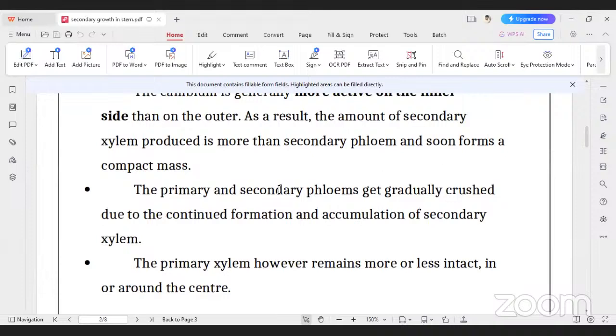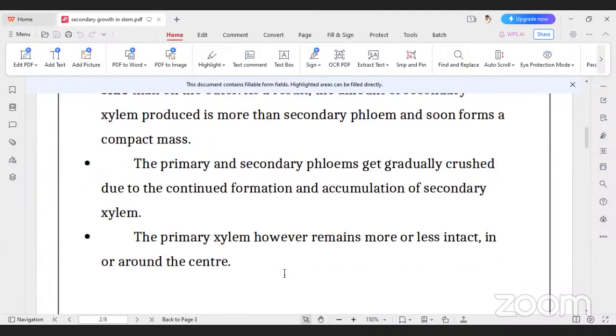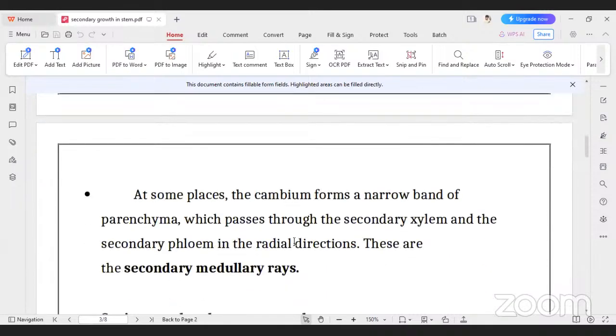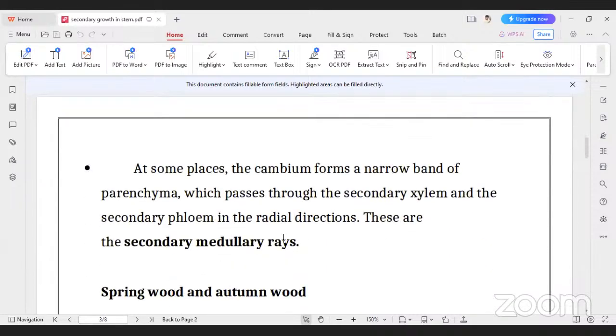But what happened here? The primary and secondary phloem get gradually crushed due to the continued accumulation of secondary xylem. The primary xylem, however, remains more or less intact around the center. At some places, the cambium forms a narrow band of parenchyma which passes through the secondary xylem and secondary phloem in the radial direction. These are called secondary medullary rays.